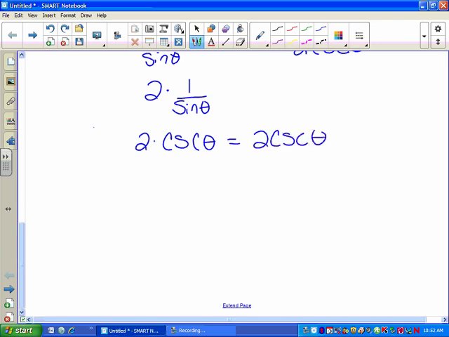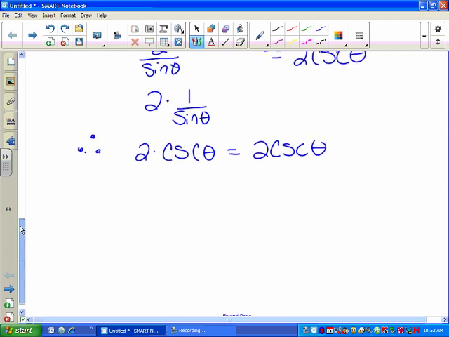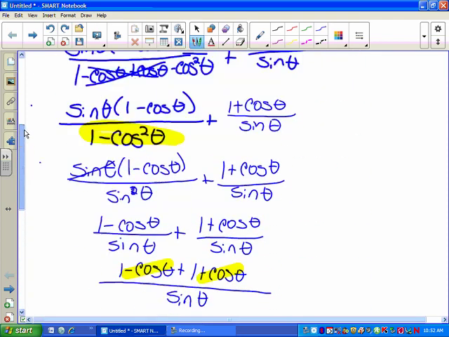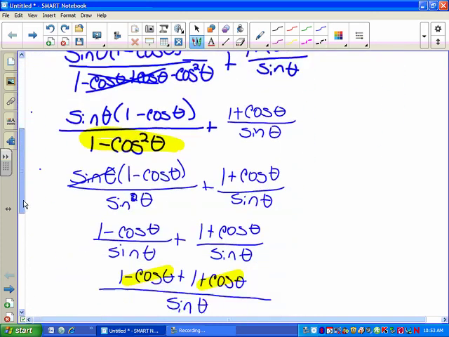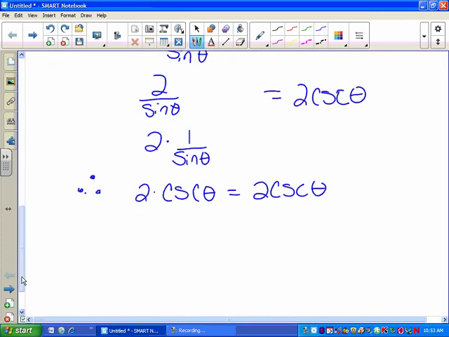And so we put these 3 dots. The 3 dots mean therefore. Therefore, 2 cosecant theta equals 2 cosecant theta. And you have proved your identity. You started out with this example, and all of this work led to the fact that, yes, one side does equal the other.